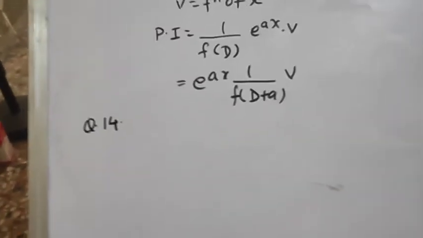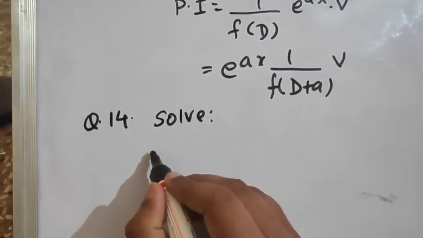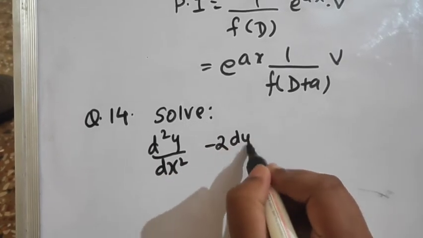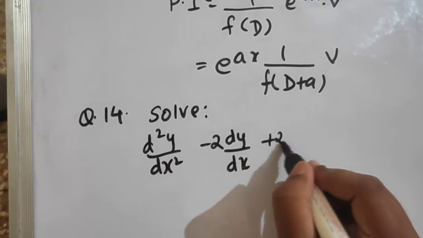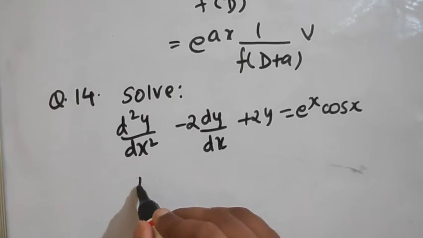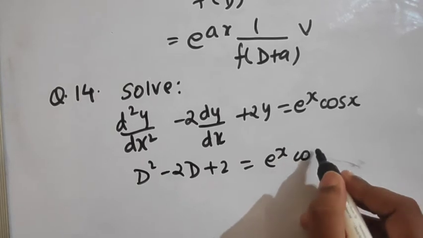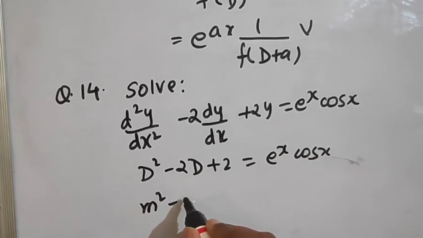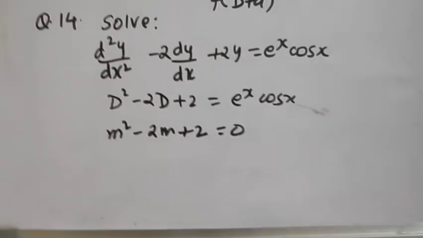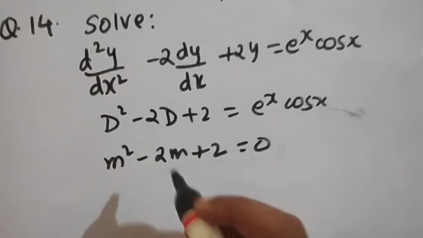We'll only do 2 questions on this. So this question is, solve d2y by dx square minus 2 dy by dx plus 2y equals to e power x cos x. So d square minus 2d plus 2 equals to e power x cos x. From here we are getting m square minus 2m plus 2 equals to 0. Okay, fine enough.